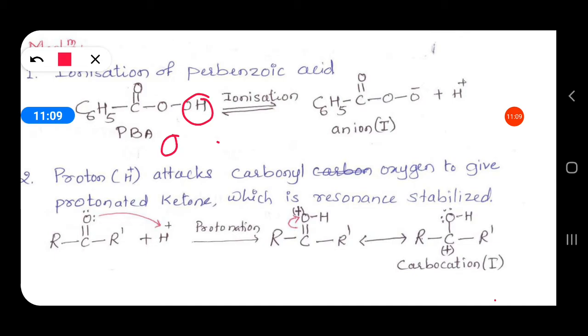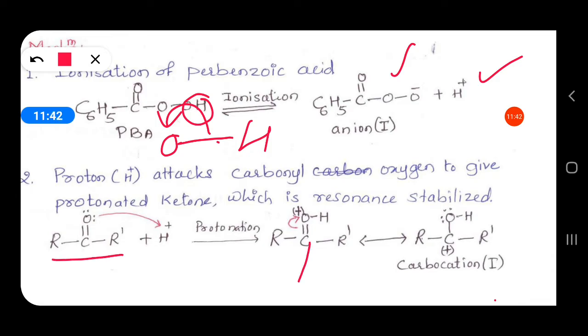From that OH bond, the electrons are given to oxygen and H plus is removed. So a proton is removed and anion A is formed. This proton H plus, generated in the first step, attacks the carbonyl oxygen of the ketone and gives a protonated ketone.